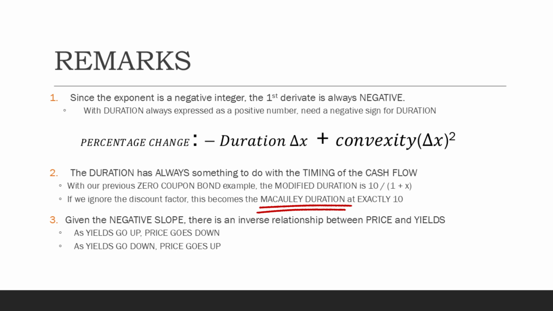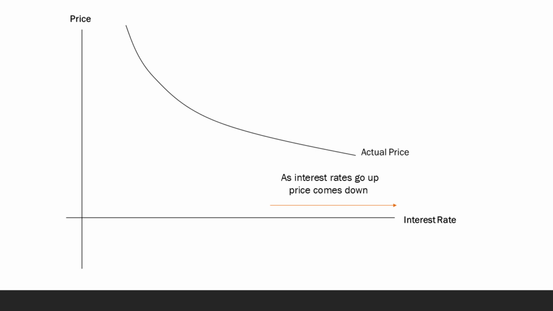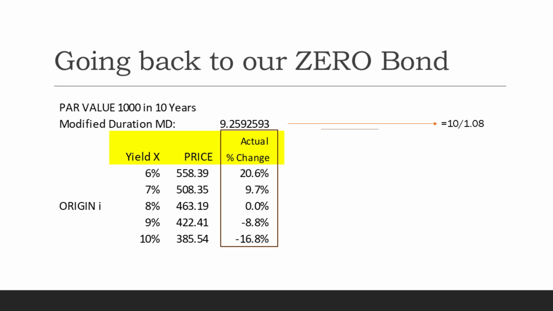Also, given the negative slope, there is an inverse relationship between price and yields. As yields go up, the price goes down, and as yields go down, the price goes up. So going back to our zero coupon bond, this table is going to need some explanation.